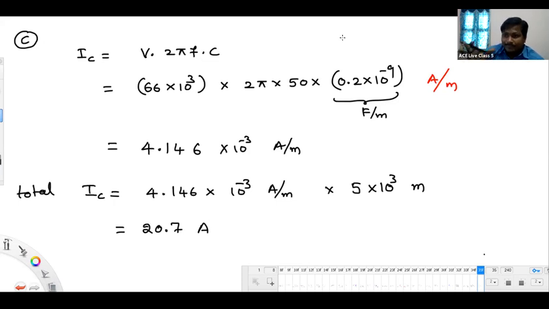Only for 5 kilometers, the charging current is coming to 20 amperes. Very large, yes or no? This is one of the major difficulties with the cable. Because of this charging current only, heat production in the cable is also very, very high.